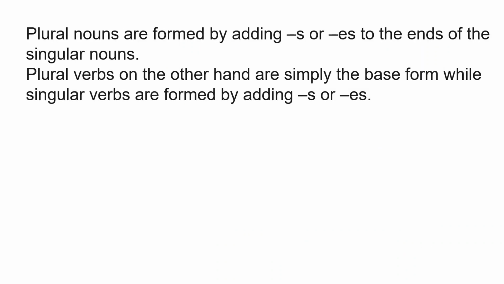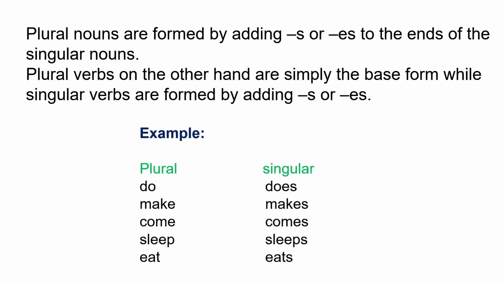Let's see the difference between plural nouns, plural verbs, and singular nouns, singular verbs. Plural nouns are formed by adding s or es to the ends of the singular nouns, whereas plural verbs are simply the base form, while singular verbs are formed by adding s or es. Example: do, does; make, makes; come, comes; sleep, sleeps; eat, eats, and so on and so forth.